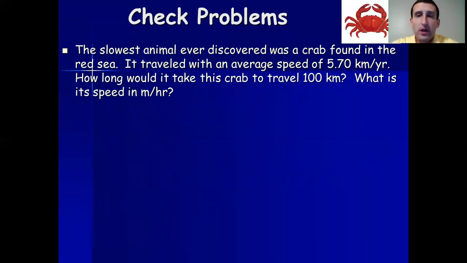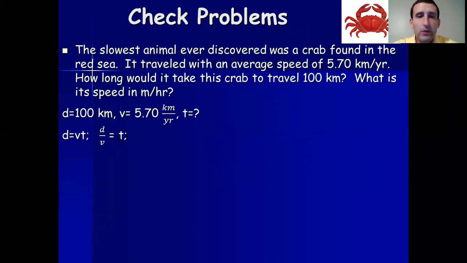So, slowest animal ever discovered, another check problem, was a crab found in the Red Sea. It travels at an average speed of just 5.7 kilometers per year. How long would it take this crab to travel 100 kilometers? And what was its speed in meters per hour? So again, another problem solving opportunity. We read the problem. Okay, this is a really slow crab. We're going to try to figure out the time for 100 kilometers. And then we're going to have to do a conversion for the speed to get it in meters per hour.